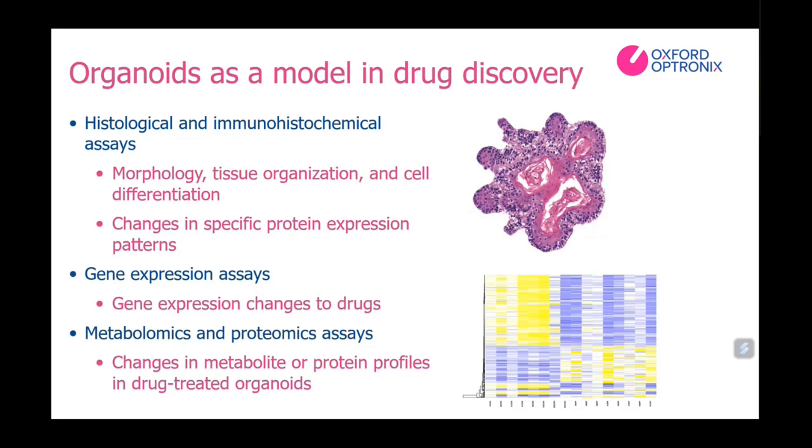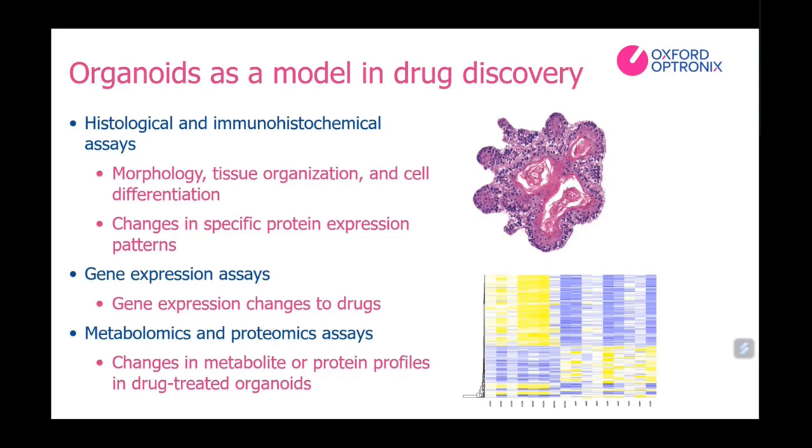So these assays involve analyzing the histological and immunochemical characteristics of drug-treated organoids. They can provide information on organoid morphology, tissue organization, and cell differentiation. Immunohistochemical assays can assess changes in specific protein expression patterns, allowing researchers to study the effects of drugs on cellular markers associated with different cell types or disease-related pathways.